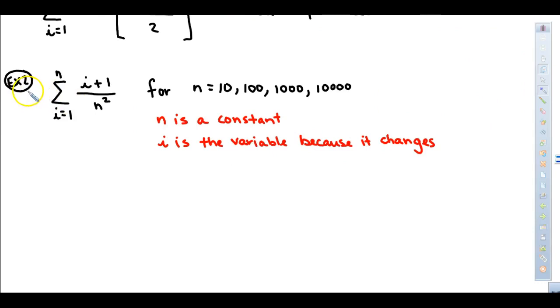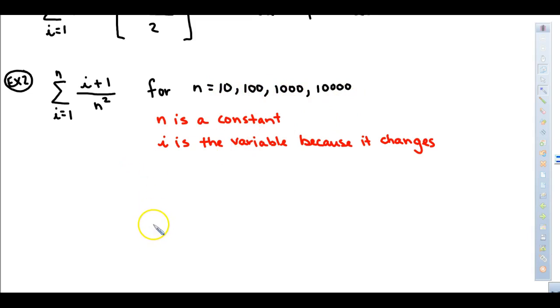So this is example 2 in your book, on page 254, and I'm going to go through that example with you and show you how we use this. That example says to take this summation and evaluate it when n is 10, 100, 1,000, and 10,000.